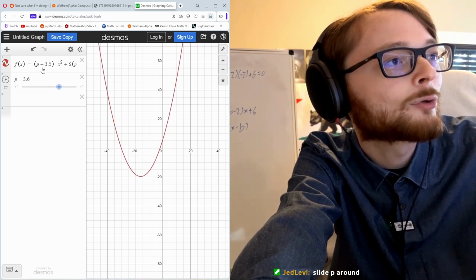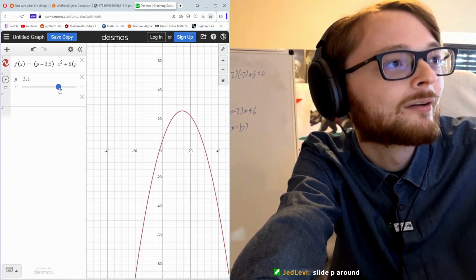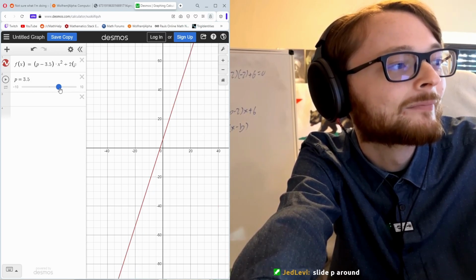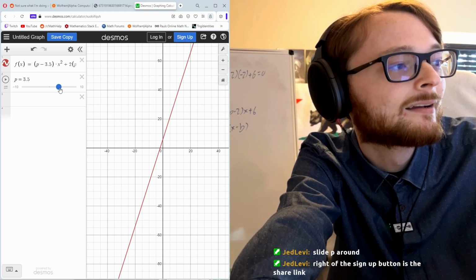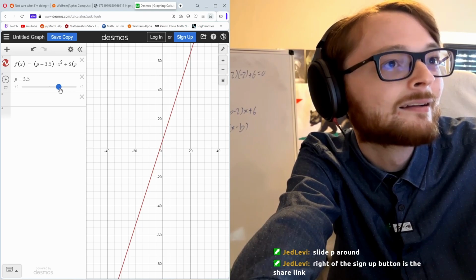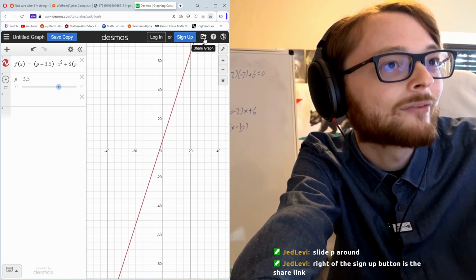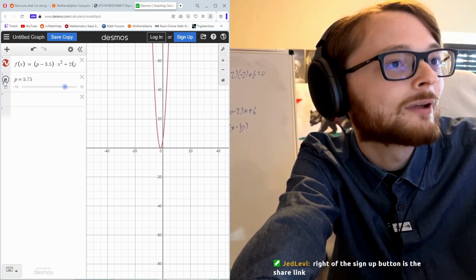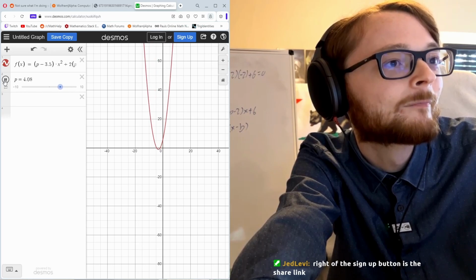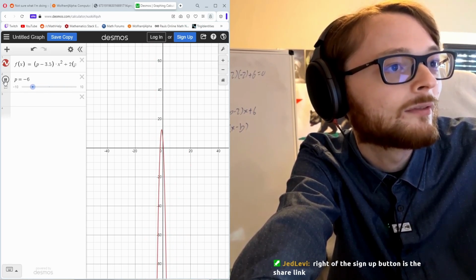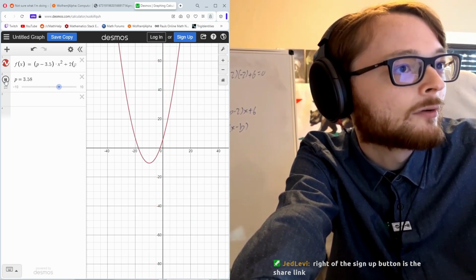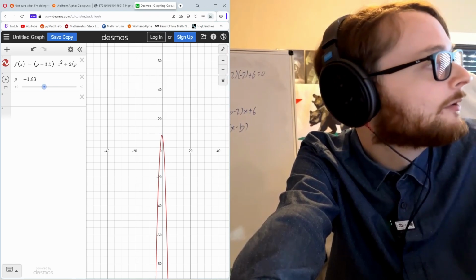Oh, when you cross the 3.5 mark, that makes sense. You just get a line exactly at 3.5. Oh, that's the share link? Okay. You can also automatically do it. Okay, well that makes sense. That's just manipulating the leading coefficient of a quadratic, basically.